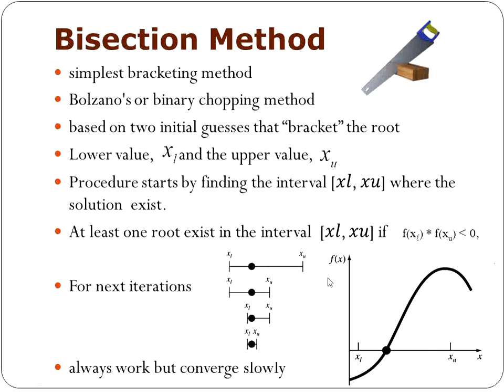The bisection method, suppose your initial guesses are correct, always converges. But the disadvantage is that the bisection method converges very slowly.